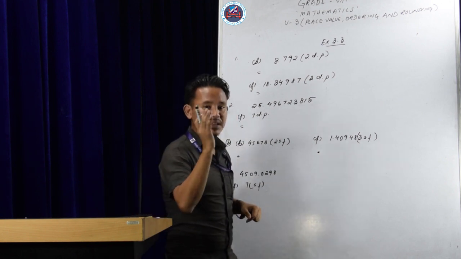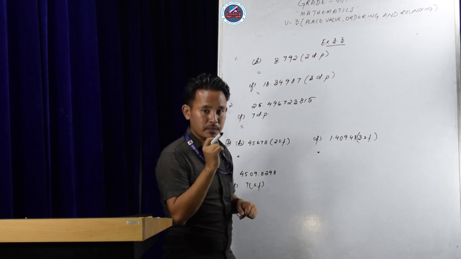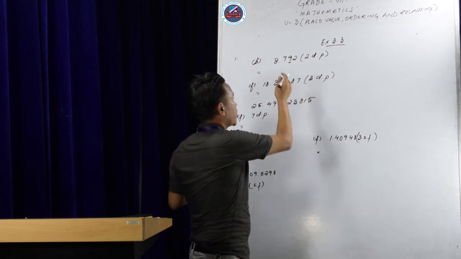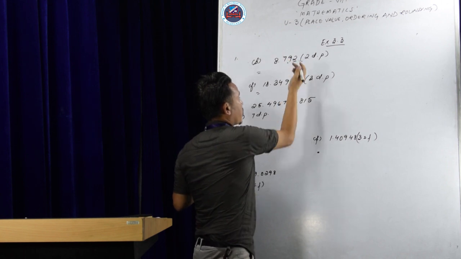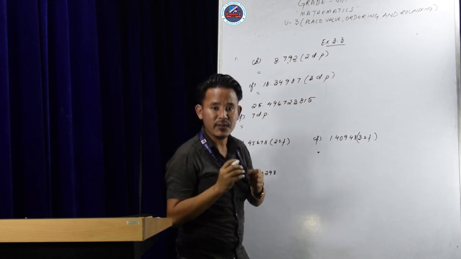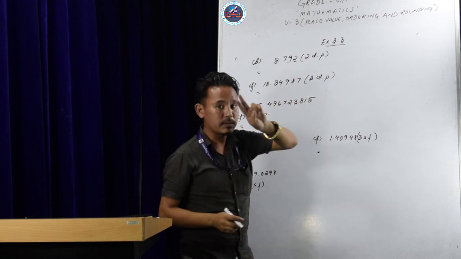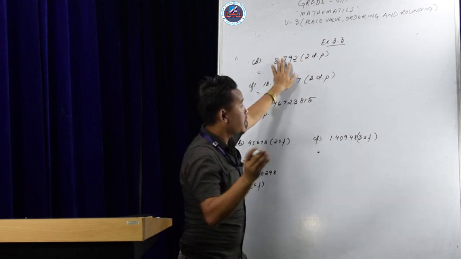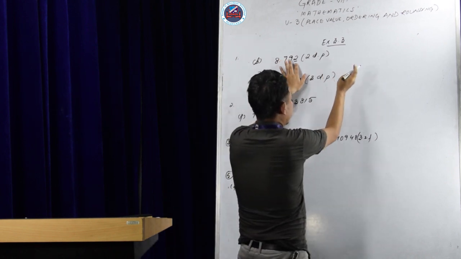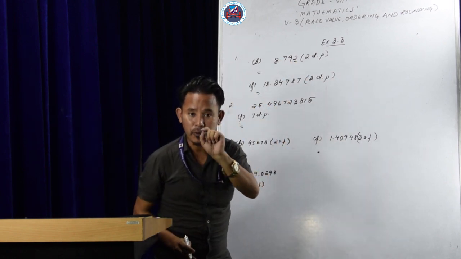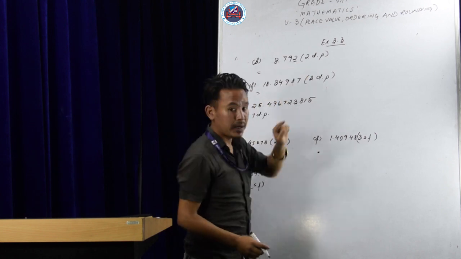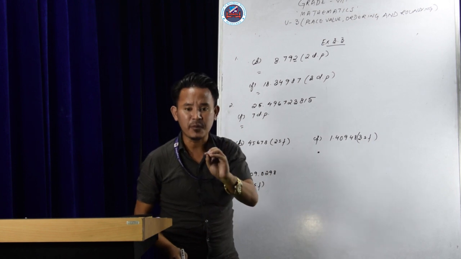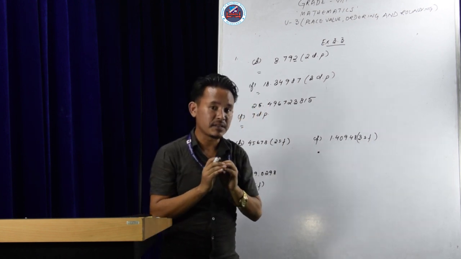So always remember, if the value of the numeral to the right of the digit is 5 or more, here we are asked to find 2 decimal points, so our work stops here, right? If the number to the right of the digit is 5 or more, increase by 1. 1 gets added. If it is less than 5, the digit remains the same.